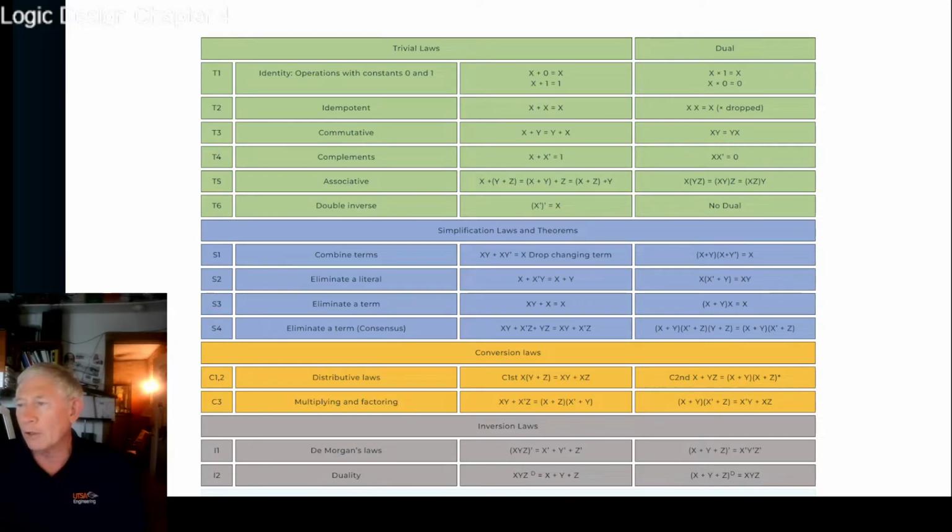And then it doesn't matter the order in which you group them, you get the same thing. Now this is only true for the AND and OR gates. For the NANDs and NORs, it's not. We'll show you why. It's because of the inversion. And then here we have the double inverse. If you inverse something twice, you get back to the beginning. Okay. Now, these are the more important ones.